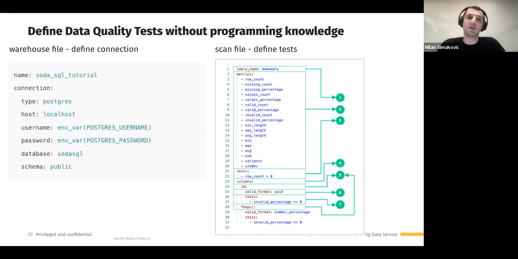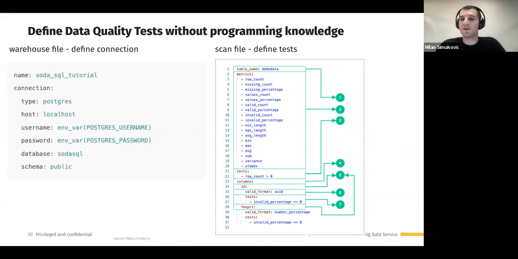In order to work with Soda, it's really simple. The only thing we need to define is a warehouse file. A warehouse file is a file where we define the connection, so we define host, port, the driver, database, and schema. The second thing that we need is to define a scan file. A scan file is a YAML file where we define the tests that we want to perform on top of the data. Here, we need to define the table that we want to monitor, and we need to define metrics and tests.